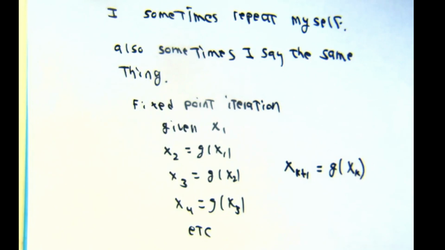Given some initial number x1, I'm going to let x2 be g evaluated at x1, x3 will be g evaluated at x2, x4 will be g evaluated at x3, and so on and so forth. Or more compactly, x sub k plus 1 equals g of x sub k. This is called fixed point iteration.